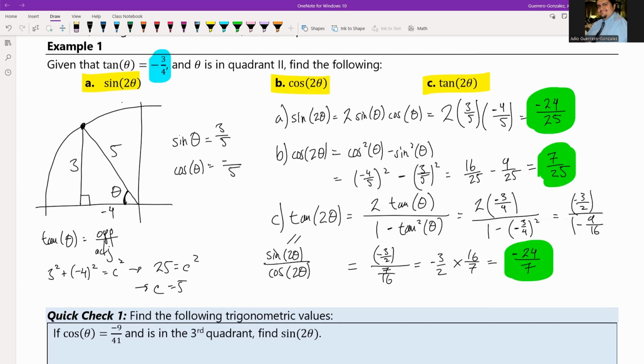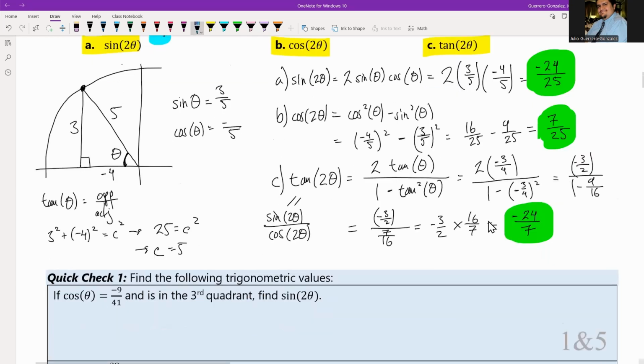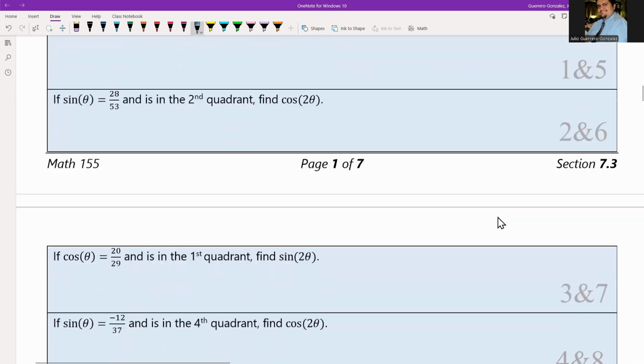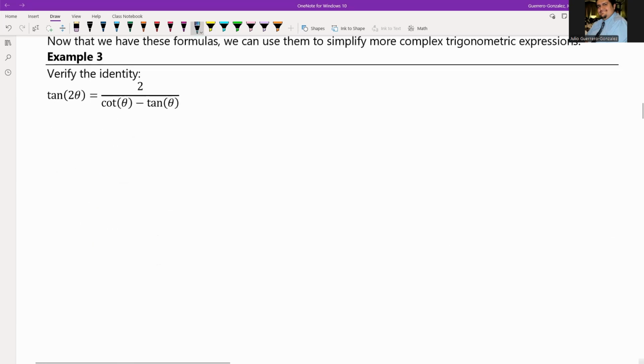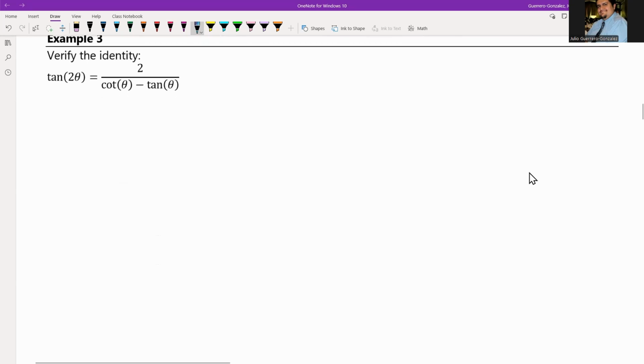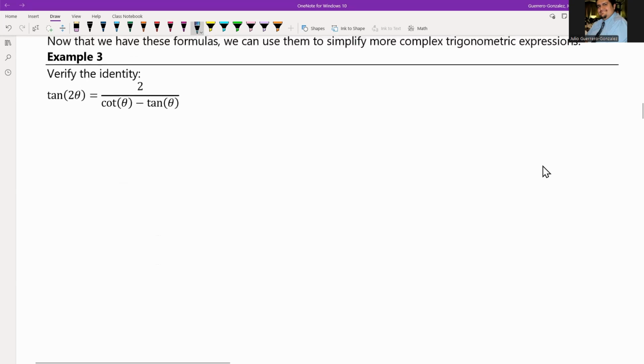Okay? All right. I got a couple quick checks here for everybody to solve. We'll do these in class, obviously. Like I said, I'd much rather be able to have you all know how to use these trigonometric identities to solve more complicated things, and that's what I'm going to have you do.